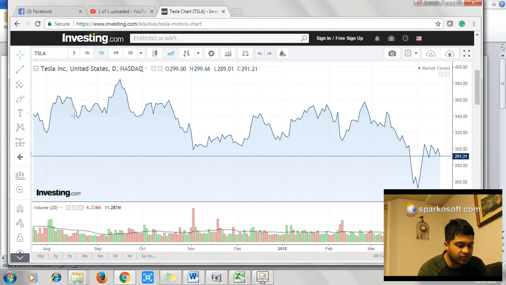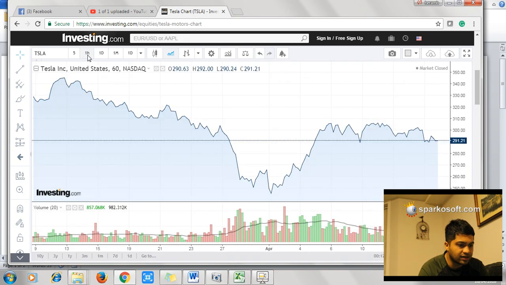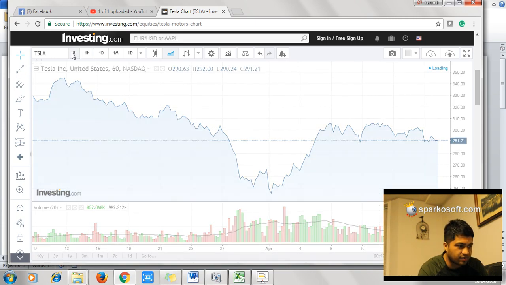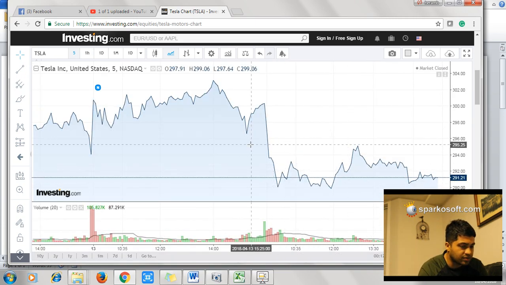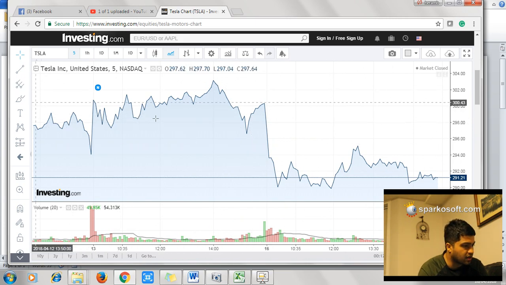Now there are different types to look at data points of prices. This is typically an area chart, because this is a filled area. It is generally drawn by joining the closing prices of the stock. We are looking at a daily chart, so it joins the closing prices of Tesla each day. If you are looking at a 1 hour chart, it would join closing prices each hour. If you're looking at a 5 minute chart, it would join closing prices each 5 minutes.